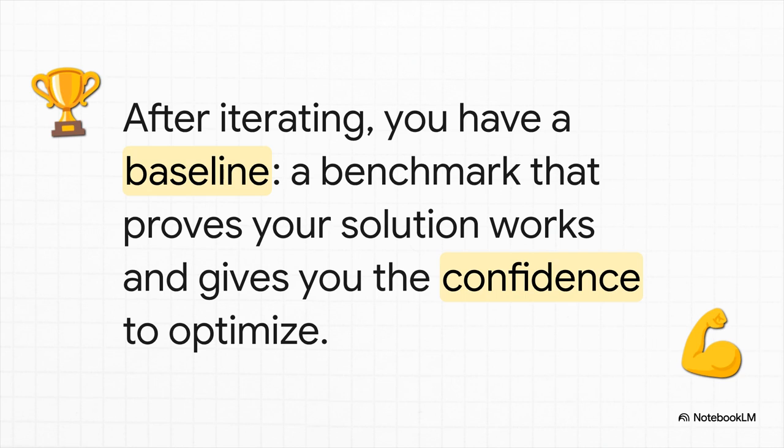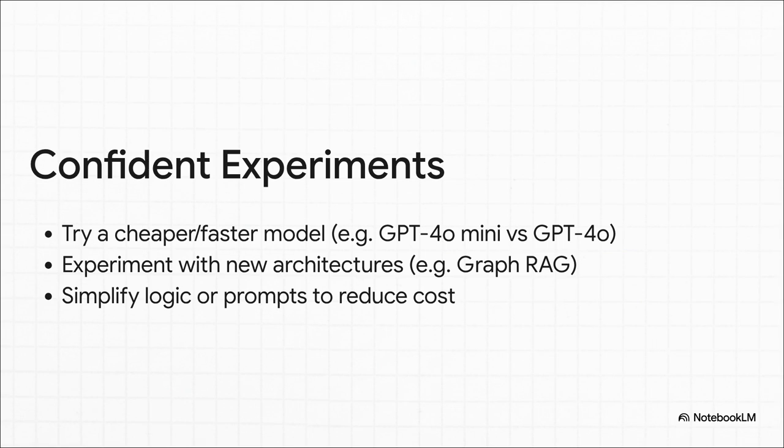Think of it as your benchmark, your solid proof that your application is consistently meeting the real, documented needs of your users. And look, having that baseline, that is what unlocks true, confident experimentation. It gives you the green light to try a cheaper, faster model. Maybe you want to experiment with a totally different architecture or simplify your prompts to save some cash. You can do all of that without flying blind because you'll know instantly if your changes broke anything important.